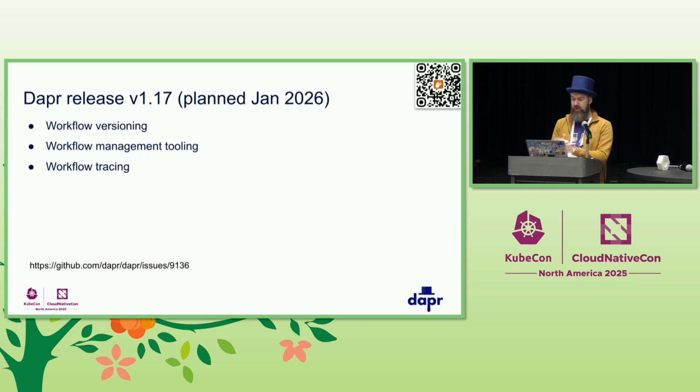The upcoming Dapr release is 1.17. It's scheduled to be released in January next year. We're still working on the planning itself, but it will be really about workflow again. We'll add good versioning for workflows, because that's still very hard to do. It will have better management tooling to manage your workflow, like starting, replaying, and stopping, and also better workflow tracing. If you want to influence the planning, you can still go to this Dapr issue and write your comments there.